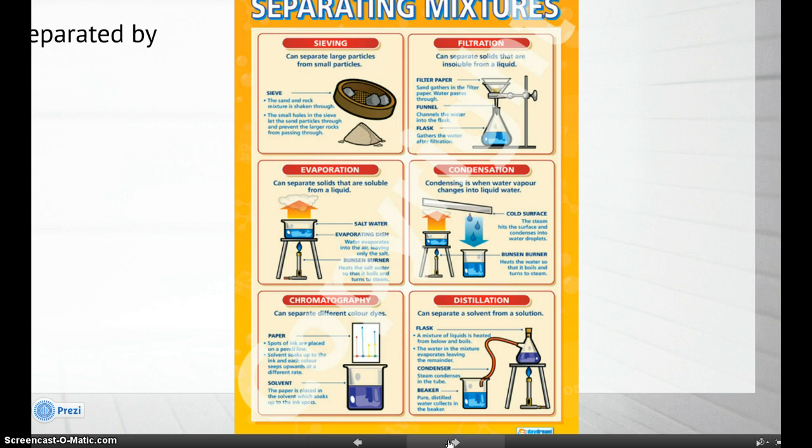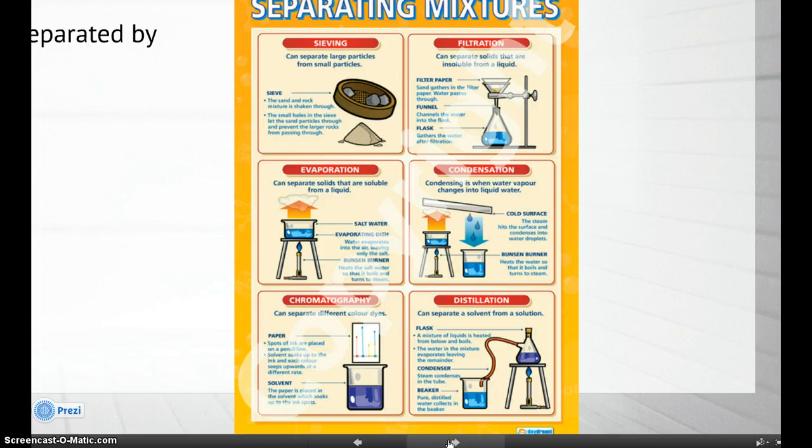Condensation, you could then put something up above the container that you're heating, and the water would evaporate. It would hit that cooler surface, and it would condense, and then you could collect it into another beaker. So you could have pure water in the beaker and you could have salt in the heated beaker.